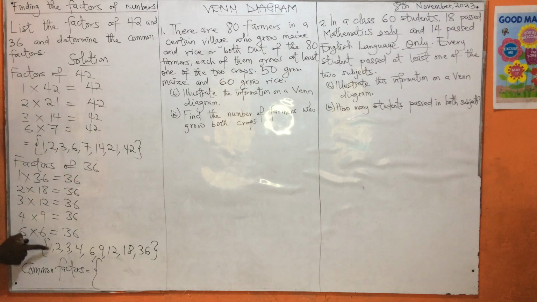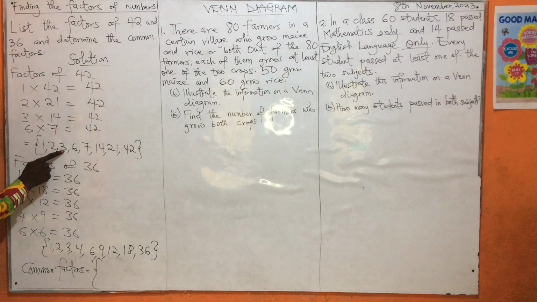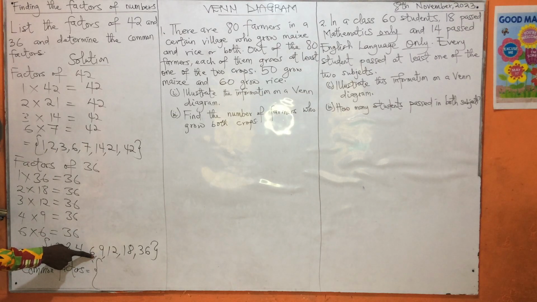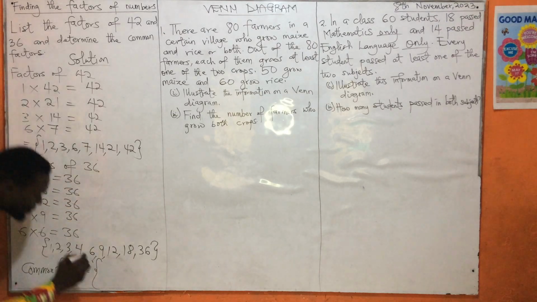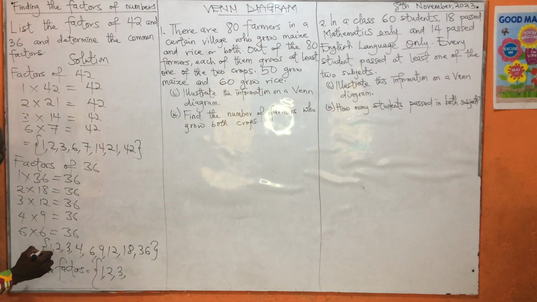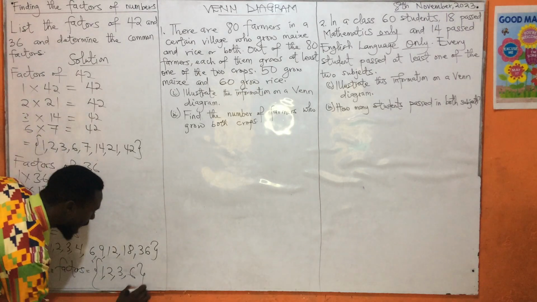So we have 1, 1. We have 2, 2. We have 3, 3. We have 6, 6. And that's it. So the common factors are 1, 2, 3, 6. So these are the what?